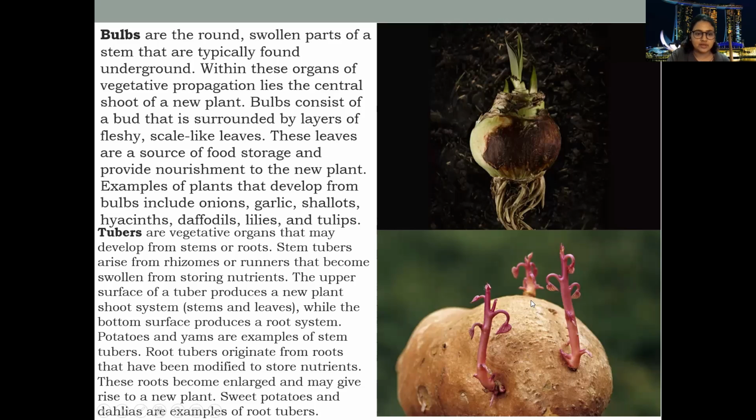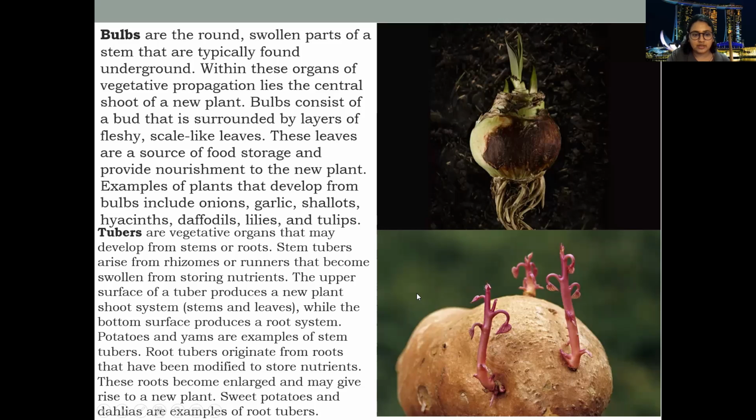The upper surface of the tuber produces a new plant or shoot system, while the bottom surface produces a root system, right? So you can see here this produces the shoot system, and from the bottom you can see the roots arise, right? So potato is quite a good example of a stem tuber.